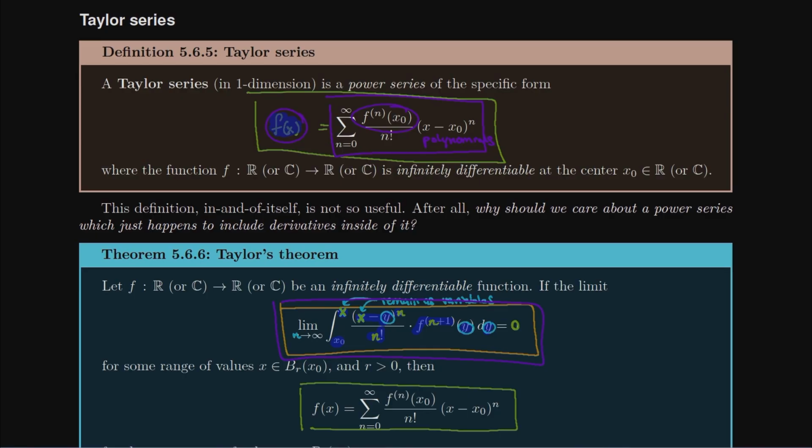That's what Taylor series says. That's what Taylor's theorem says. It says we can represent a function which is very much non-polynomial as a collection of polynomials. Now the downside is that it's technically an infinite collection of polynomials. We're not going to worry about that for now.